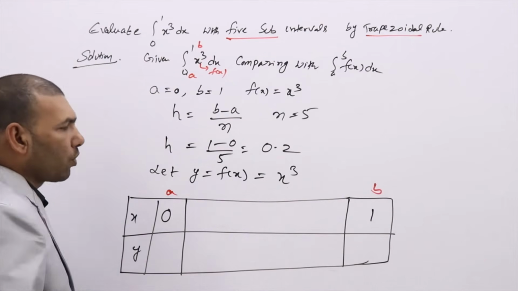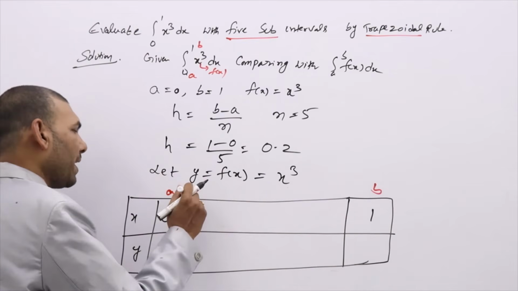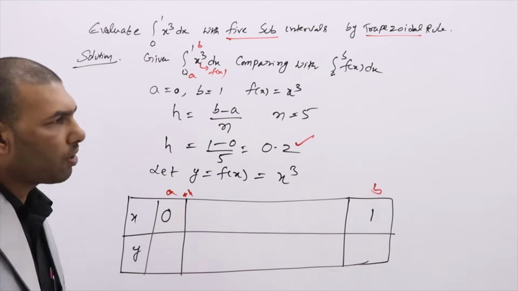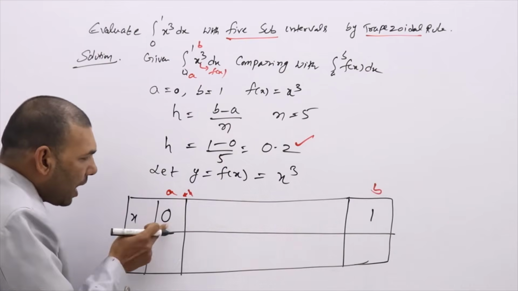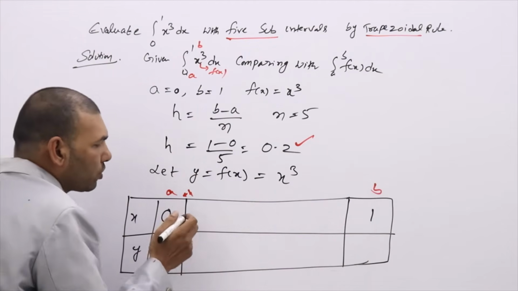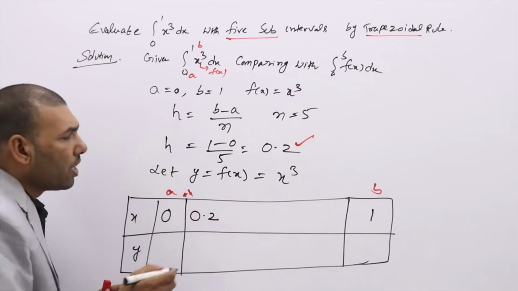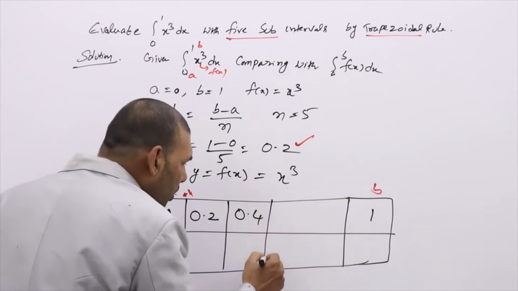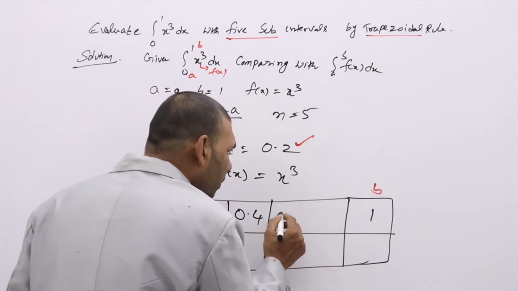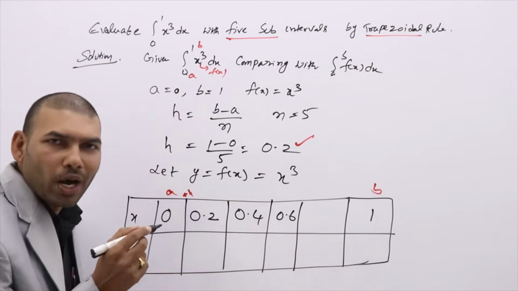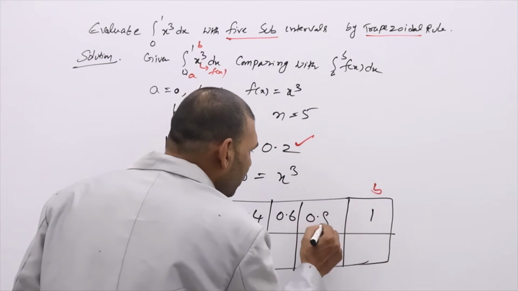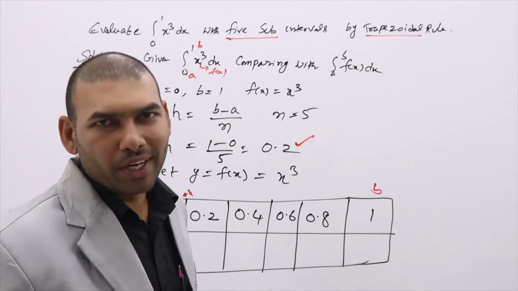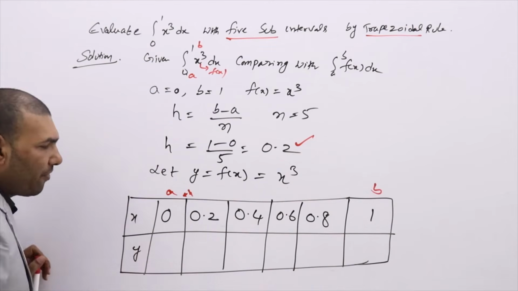In between a and b, how are you going to get the values? By adding h. h plays a key role in finding the table. What is h? 0.2. Add 0.2 to 0, you get 0.2. 0.2 plus 0.2 is 0.4. 0.4 plus 0.2 is 0.6. 0.6 plus 0.2 is 0.8. 0.8 plus 0.2 is 1. Till you get 1.